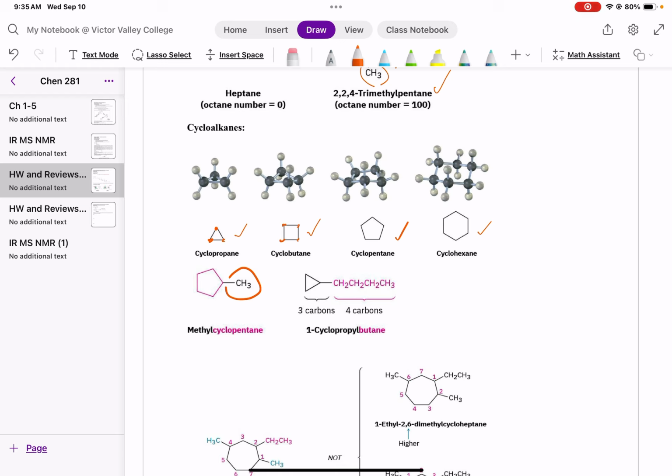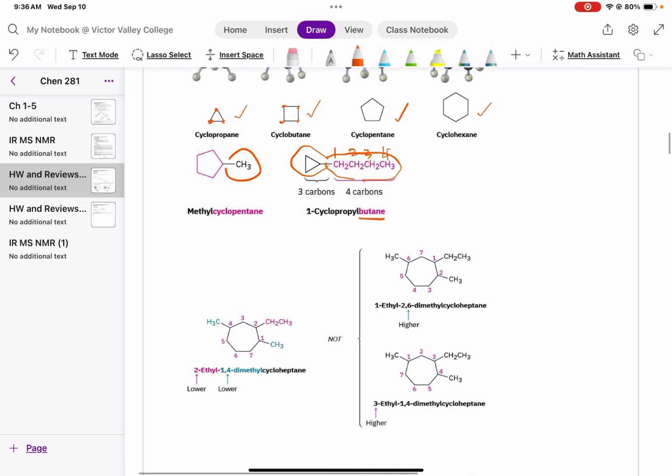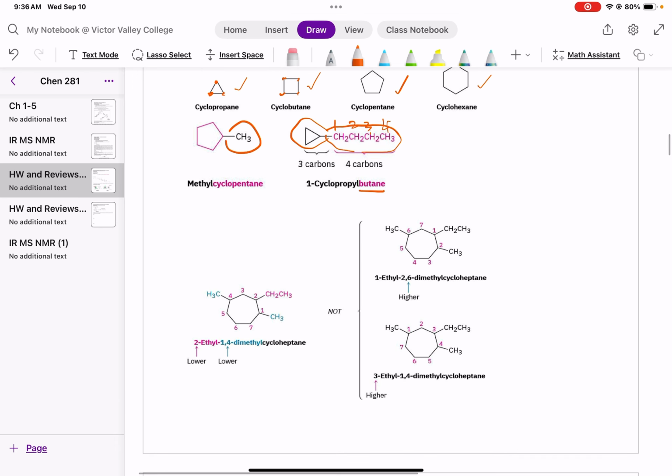If you have a 4 carbon chain on one side and a 3 carbon ring on the other side, it's only fair to make the 4 carbon chain a butane. In this case we have to number 1, 2, 3, 4 because it's a straight chain. It can be anywhere. In this case, it's at carbon number 1. So that's why it's 1-cyclopropylbutane. Now here's a few more examples, what to do and what not to do.